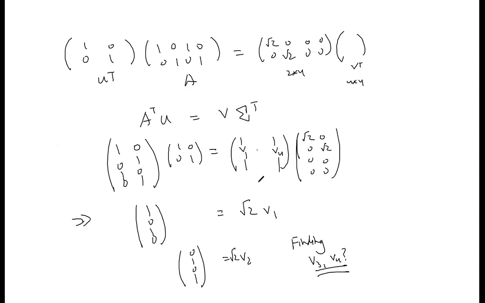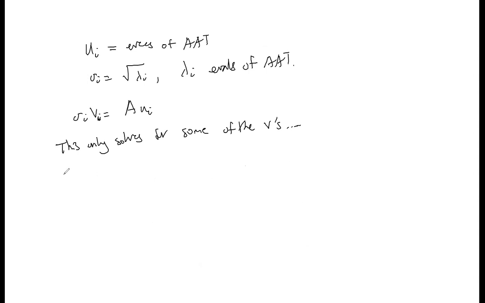Well, it's kind of a weird way to find v3 and v4, but these are supposed to be orthogonal. And we know v1 and v2, and so for v3 and v4, we find a basis for the orthogonal complement of v1 and v2. So maybe V looks like v1 through vr, and then these are question marks.